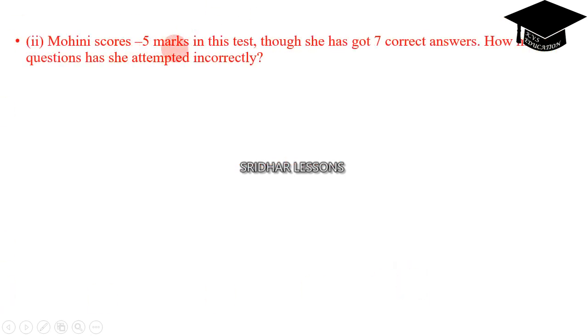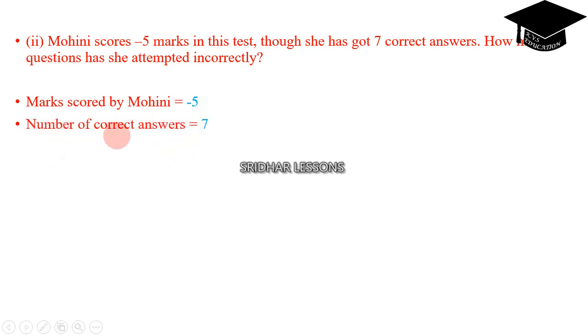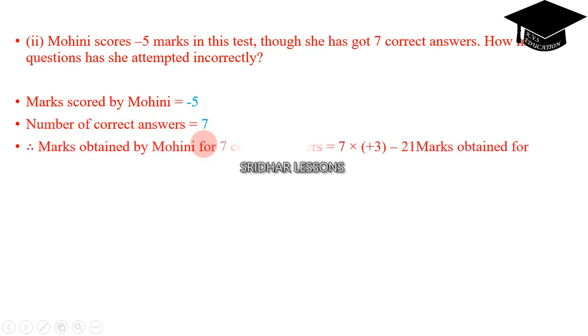And Mohini scores minus 5 marks in this test, though she has got 7 correct answers. So, how many questions has she attempted incorrectly? Marks scored by Mohini is equal to minus 5. Given number of correct answers is also equal to 7. Therefore, marks obtained by Mohini for 7 correct answers is equal to 7 into 3, 21 marks. Okay, 7 into 3 is equal to 21.